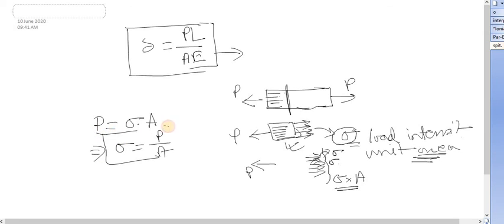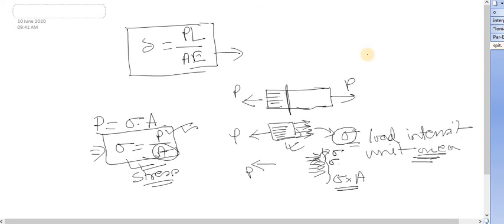Do you know what this is? This is known as your stress. So what is stress? Stress is load per unit area. Again, lots of questions may be asked from this formula. A very simple formula, but lots of tricky questions may be asked from this formula. This is all about stress.